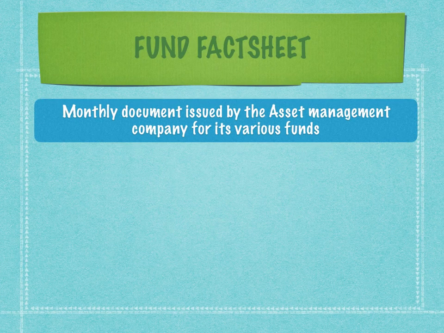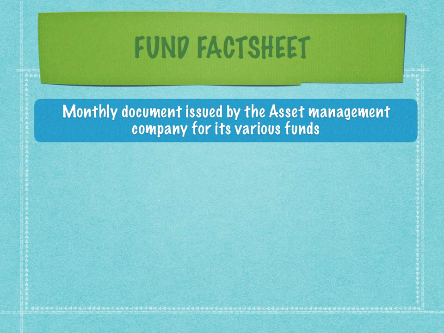A fund fact sheet is a monthly document which is issued by the asset management company for its various funds. If you are starting on your investing journey now, you understand that there are many mutual funds. But the mutual fund is owned by the asset management company, that is the AMC. The mutual fund also has different schemes, and each of the schemes has different options. There is a fund fact sheet for each of the schemes, for each of the funds.